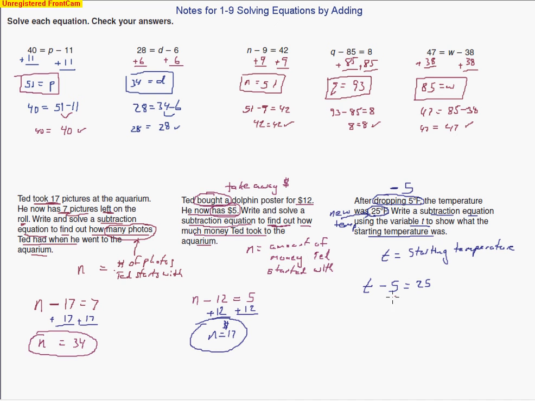Now let's go ahead and solve it. When we solve this, we're just going to do an opposite operation. It's a minus 5, so we're going to end up adding 5. Add 5 to both sides: 30 degrees Fahrenheit. That is the original, or the starting temperature.